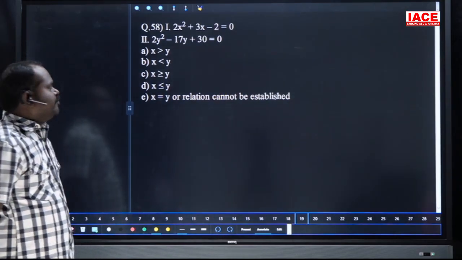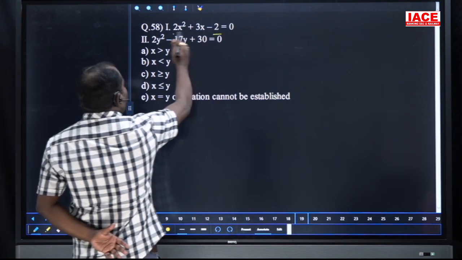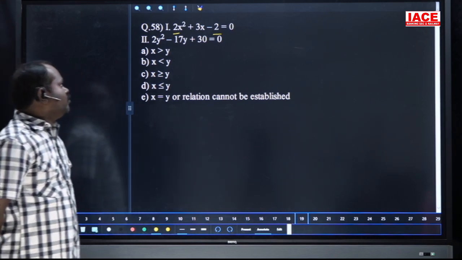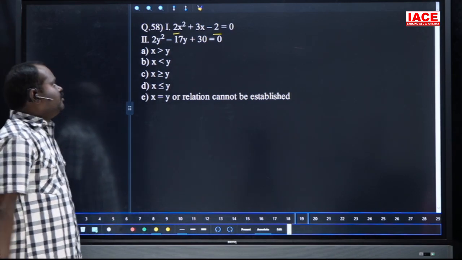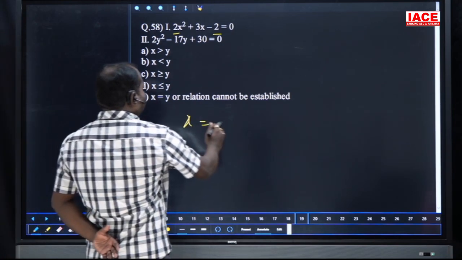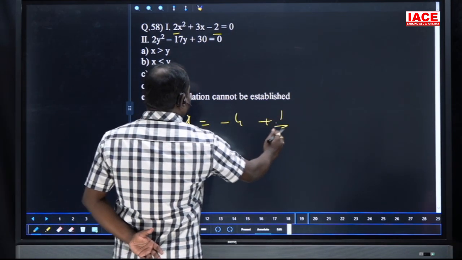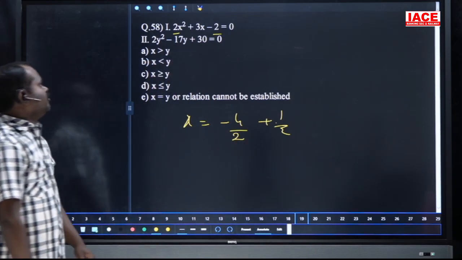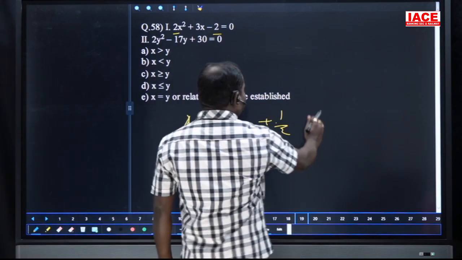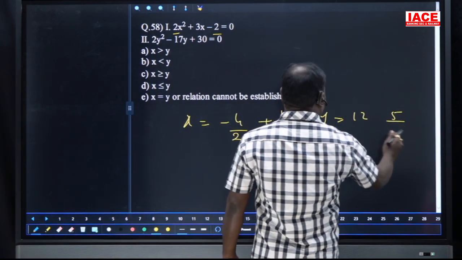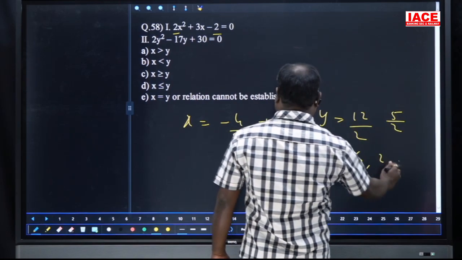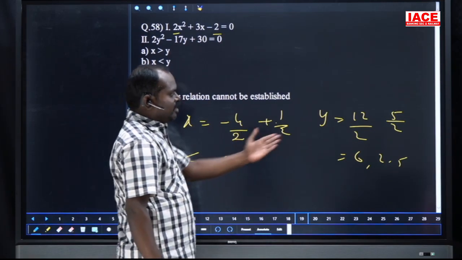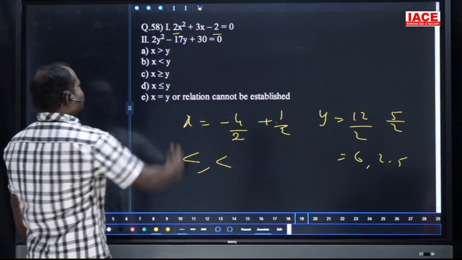2x square plus 3x minus 2: 2 twos are 4, minus 4, so 4 ones are 4, 4 and minus 1, giving answers minus 4 plus 1 by 2 by 2. Next, 30 into 2 is 60, 60 is 12 and 5, so y equals 12 and 5 by 2 by 2, which is 6 and 2.5. Minus 2 is lesser compared to both, and 1 by 2, which is 0.5, is lesser only, so x is less than y.